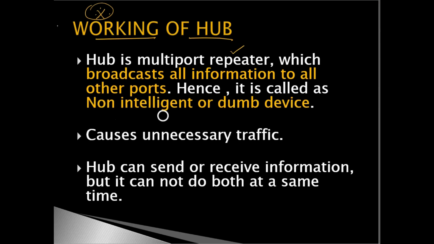Hence it is called a non-intelligent or dumb device. Why is this hub called non-intelligent or dumb? Because it is not sending the messages to a particular destination. Instead, it is sending the messages to all the other computers connected within the network. Because of this, it causes unnecessary traffic, and at one time it can send or receive information, but it cannot do both at the same time. Hope you all understand this topic.